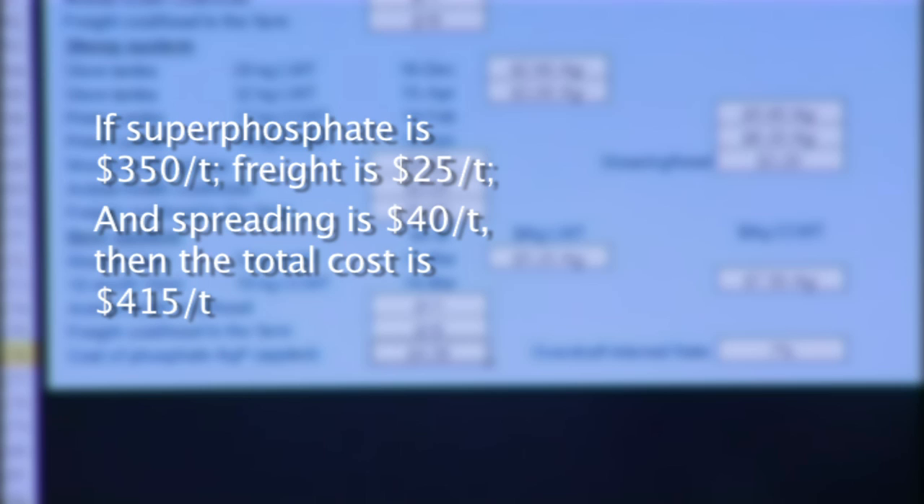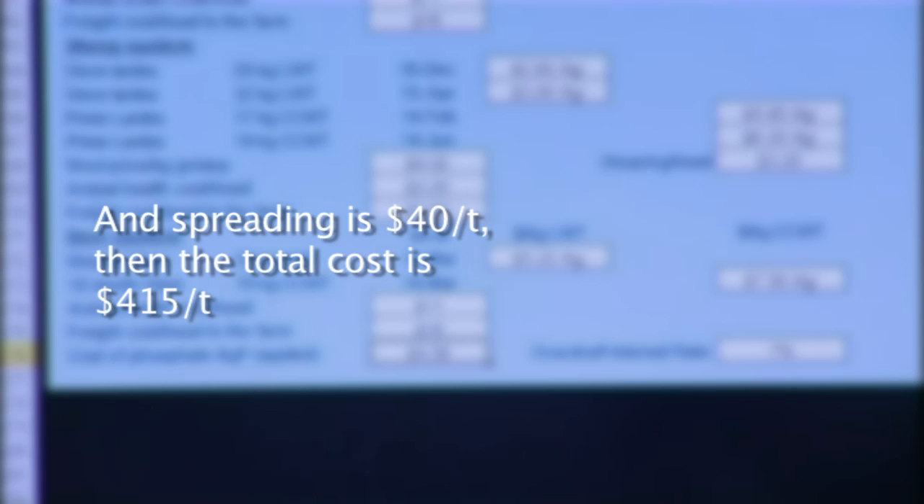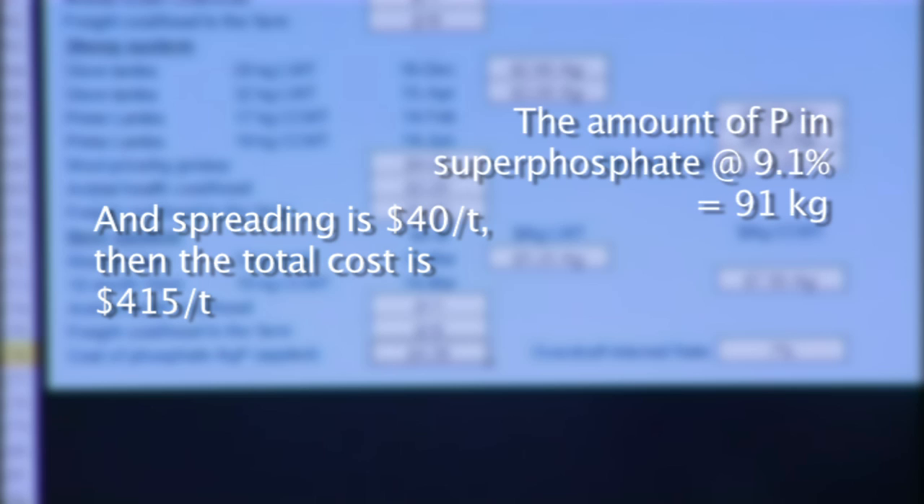As an example, if superphosphate is $350 per tonne, freight is $25 a tonne, and spreading is $40 a tonne, then the total cost is $415 per tonne. The amount of P in superphosphate at 9.1% is 91 kilograms. Therefore, $415 divided by 91 is $4.56 per kg of P.